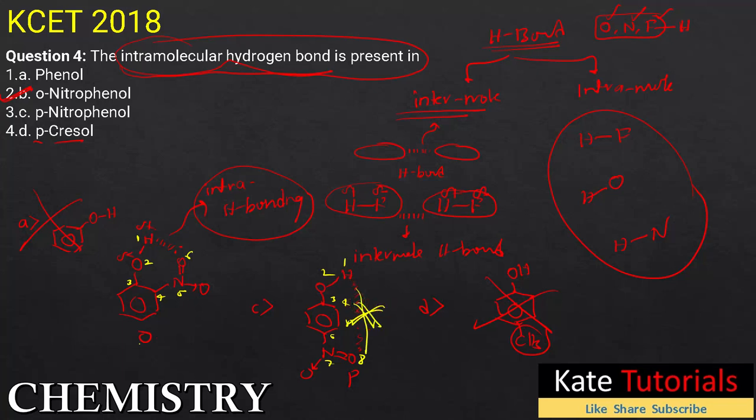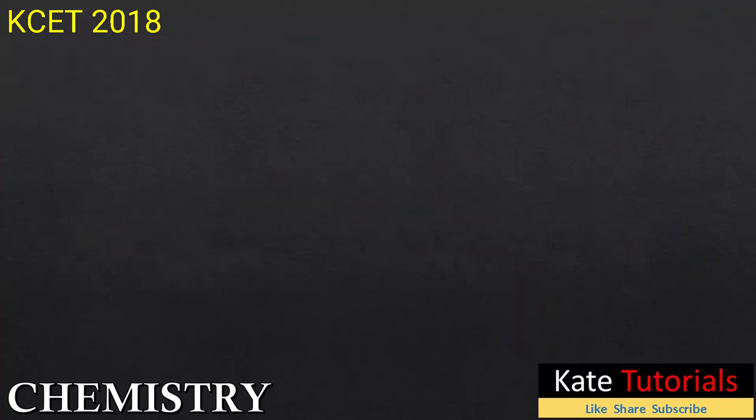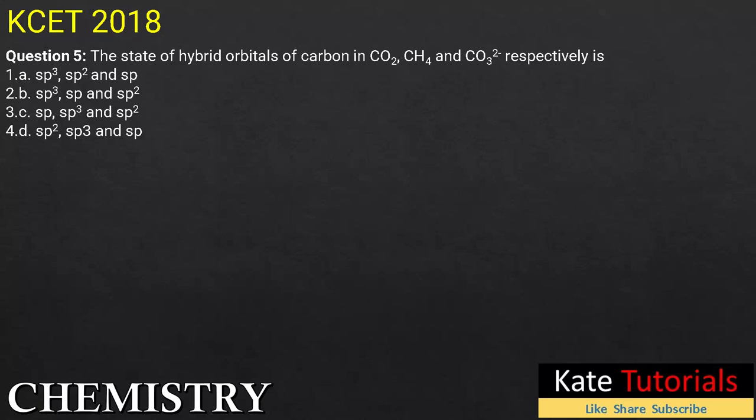So that thing you have to remember. Only it will form a 5-membered ring or 6-membered ring. That distance it can easily cover, right? So ortho nitrophenol is forming hydrogen bonding, whereas para nitrophenol doesn't form hydrogen bonding because it is more than a 6-membered ring, right? Are you getting? So this is the answer. So the answer is 2. Talking about the state of hybrid orbitals of carbon in carbon dioxide, CH4 and CO3 2-.